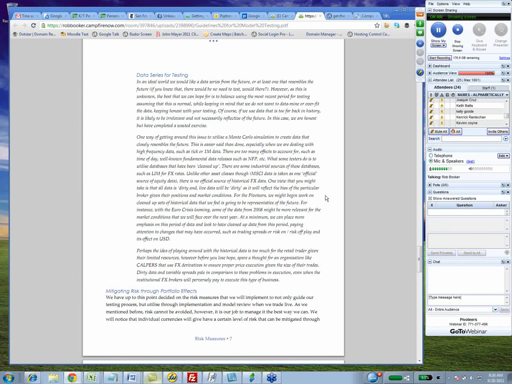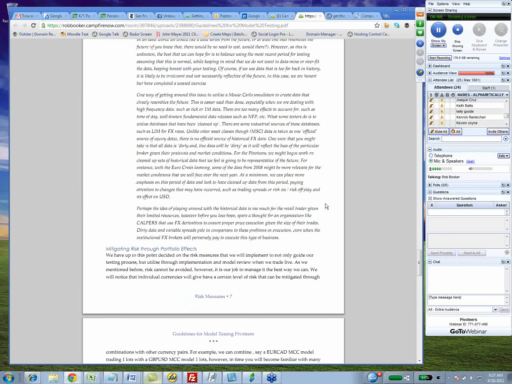Of course, if we use data that's too far back in history, it's likely to be irrelevant and not necessarily reflective of the future. In this case, we're honest but have completed a wasted exercise. If you backtested your trading methodology on the pound dollar from 1995, your results would be different and probably not as useful as if you backtested using something within the last 5 years. It's simply the case that the market has changed over time. It's not that the system won't be profitable. It's that the volatility structure is different and the spreads were different way back then, and you would be really not honestly taking into account market conditions that exist now as opposed to back then.